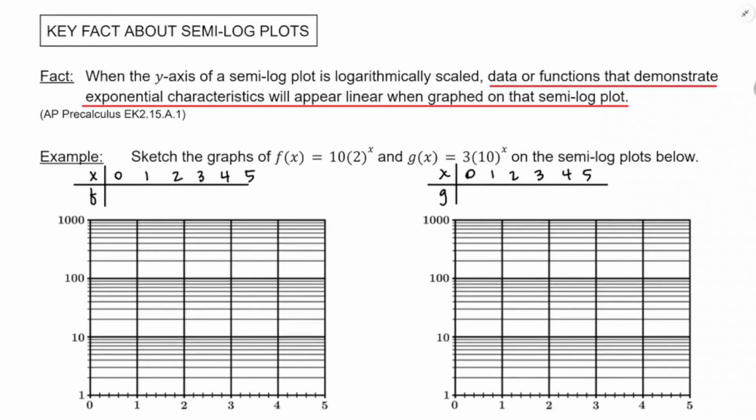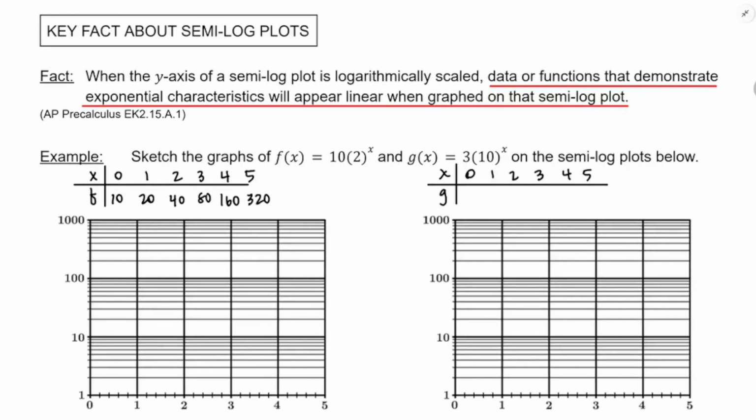All right, so when x equals 0, I'm going to do f of x first. 10 times 2 to the 0, that's going to be 10, right? 2 to the 0 is 1, 10 times 1 is 10. Then it's going to be 10 times 2 to the first. That'll be 20. Okay? And each time x increases by 1, output will double, right? That's that 2 to the x pattern. So 40, 80, 160, 320.